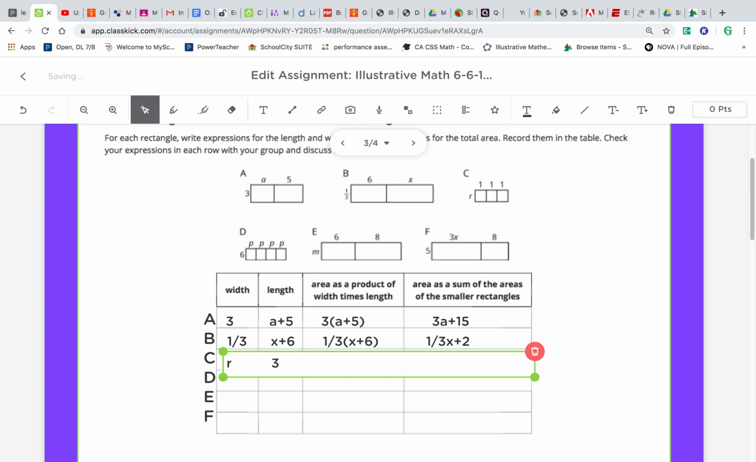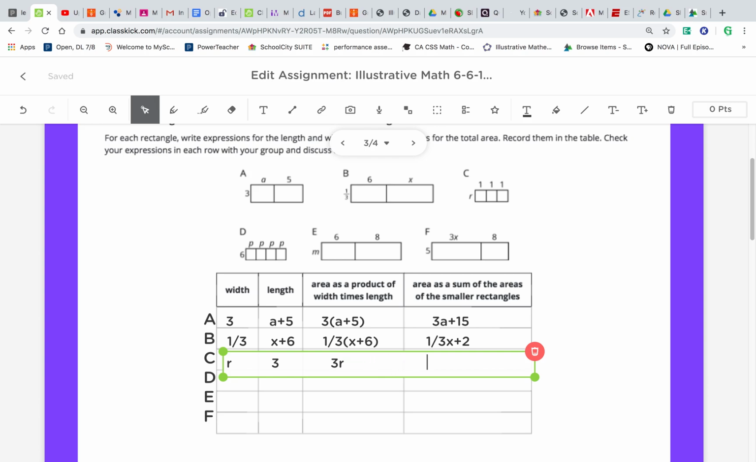All right, so for the area as a product of width times length, well, we have r times 3, but let me just tell you right now what we want to do is we like to switch this around and we like to call this 3r. That's the way we like to do it. We like to put the coefficient and then the variable like that, 3r, even though you could write r times 3 and you'd still be okay.